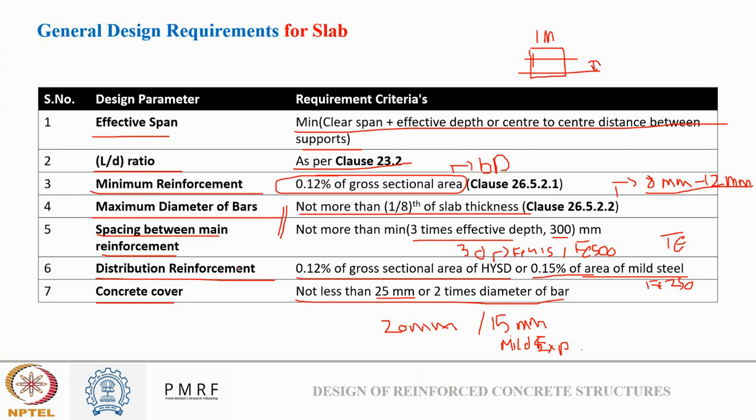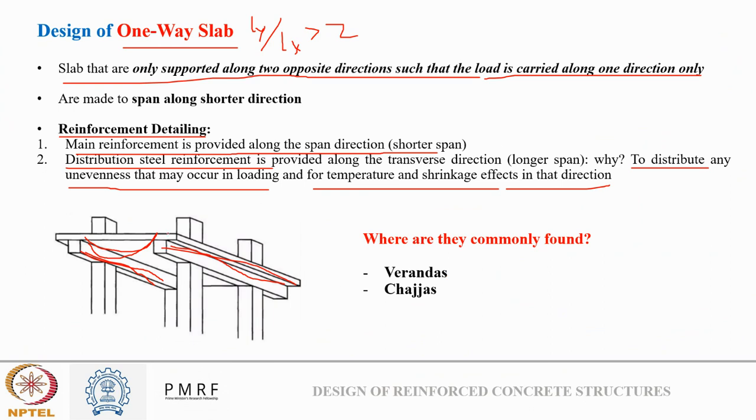So what is this minimum reinforcement? Distribution steel reinforcement, we saw in this slide. It is 0.12% of gross area or 0.15% of gross area. What is this area? It is how much we are providing along the main reinforcement direction, the main reinforcement area. So 0.15 times main reinforcement or 0.12 times main reinforcement, depending upon the grade of steel that we are using.